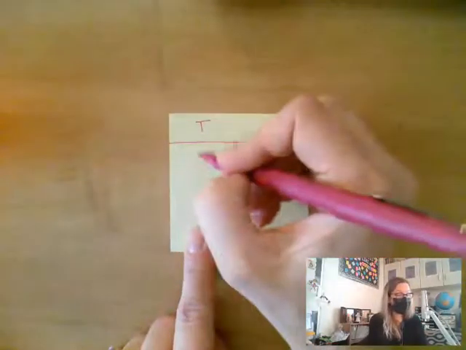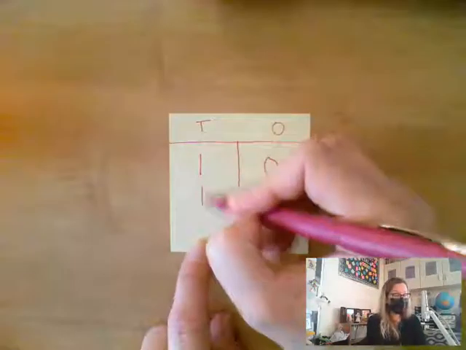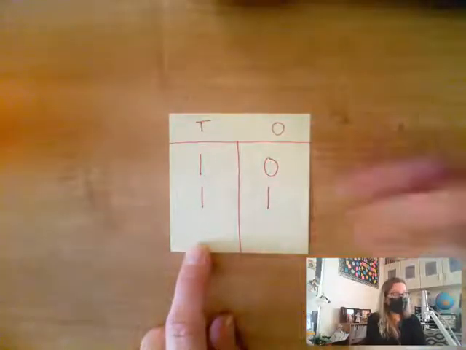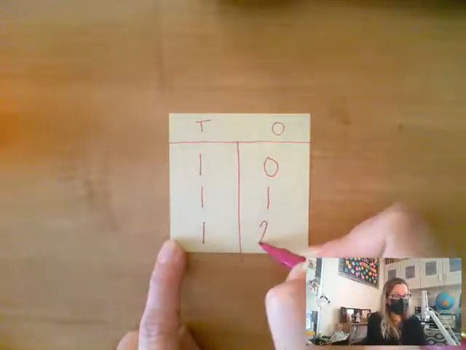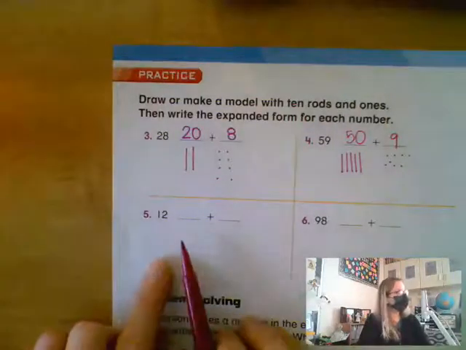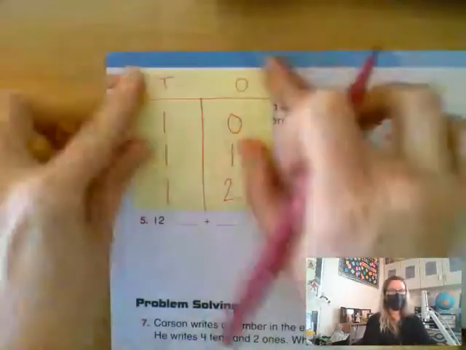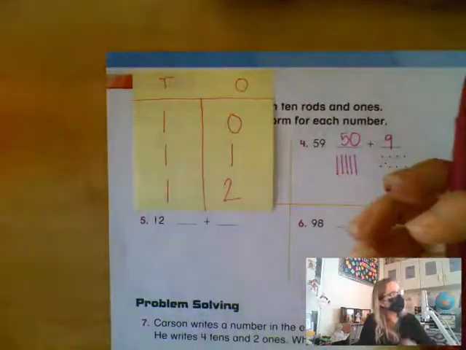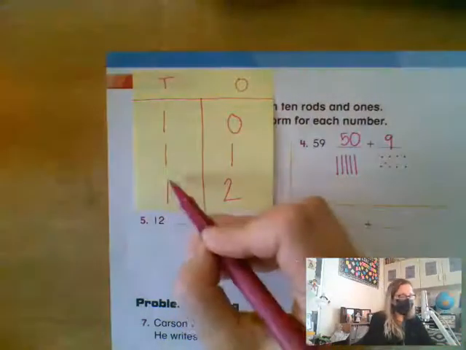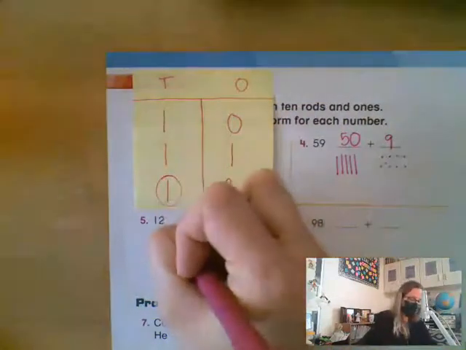So 10 would be 1 ten and no ones. 11 would be 1 ten and 1 one. 12 would be 1 ten and 2 ones. So looking at my paper, I've got 12. How many tens and how many ones? How many tens, how many ones in 12? How many tens? 1 ten, so here's my 10, right?